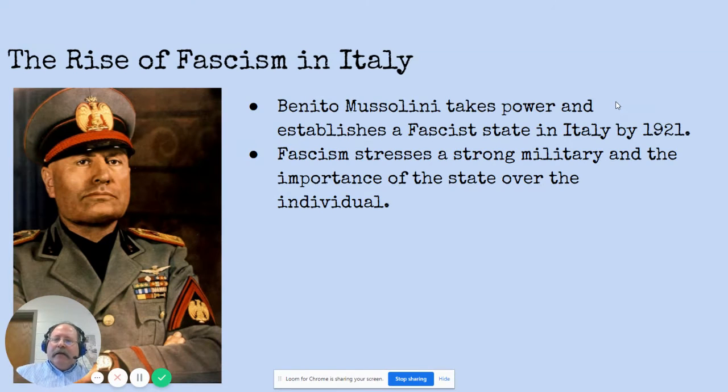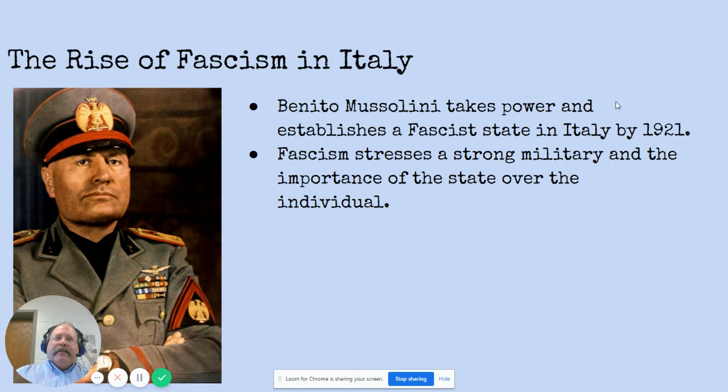Meanwhile, in Italy, a fascist by the name of Benito Mussolini took power and established a fascist state by 1921. So he actually rose to power before Hitler and the Nazis, and Hitler looked at Mussolini and actually really was impressed by what he did in Italy, and Hitler and Mussolini became friends and allies later on toward World War II, or toward the beginning of the war.